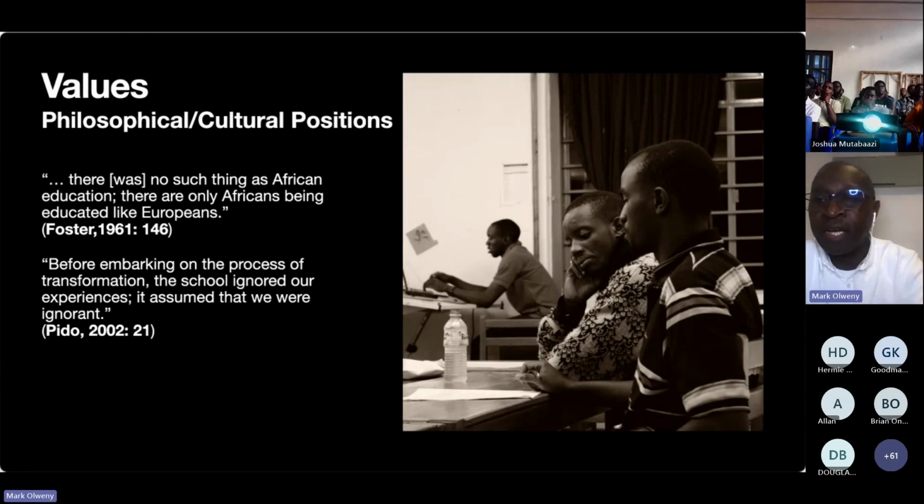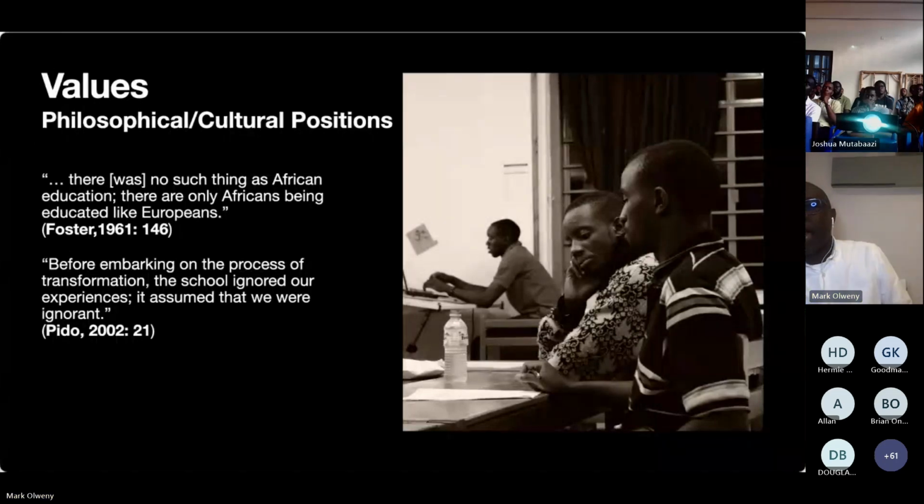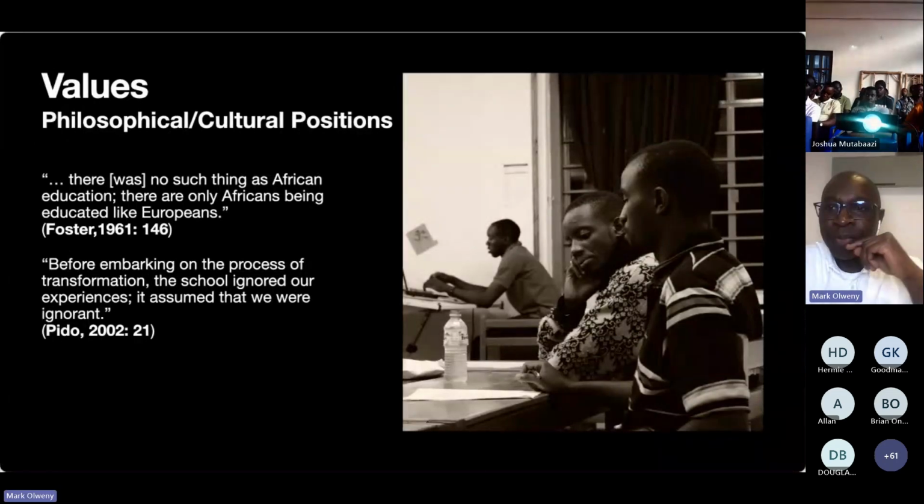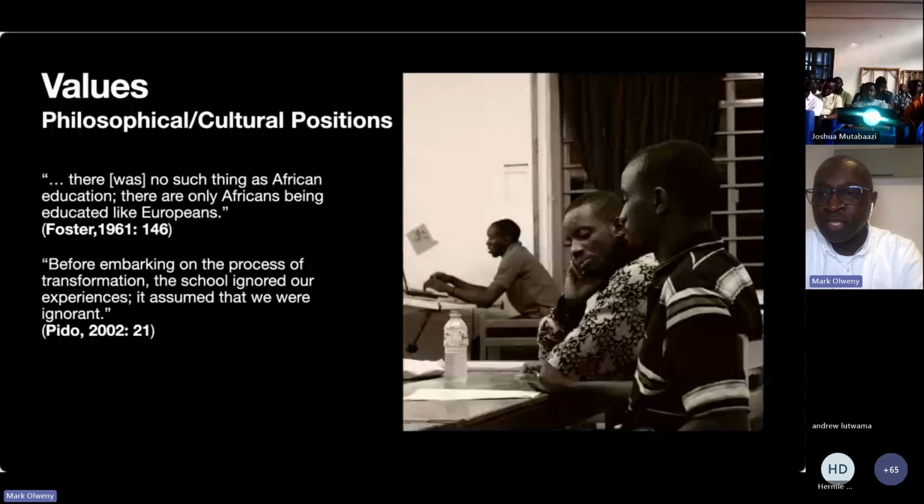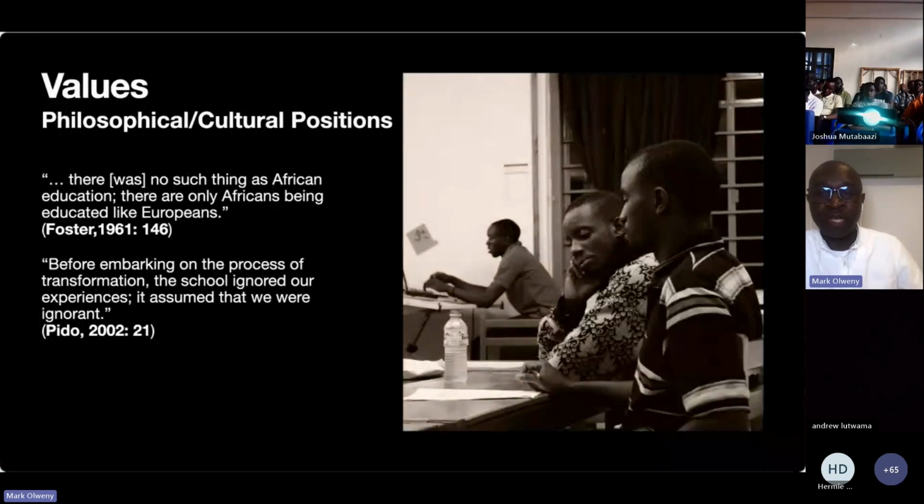This naturally has had an impact on the nature of interactions within education, as it does for the values that are passed on. It becomes significant, as you note, in these two quotes by Foster from 1961 and Peter from 2002. Foster was the chaplain at Makerere University in the 1950s and 1960s, and Odok Pedo was, or still is, a lecturer in fine art at the University of Nairobi.